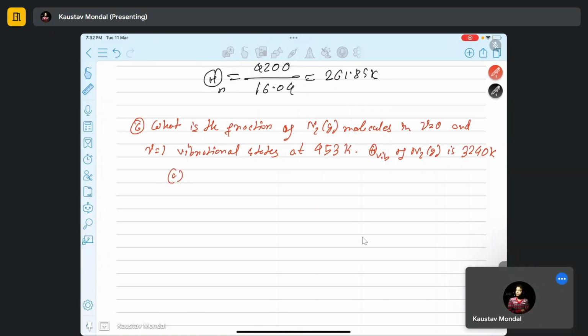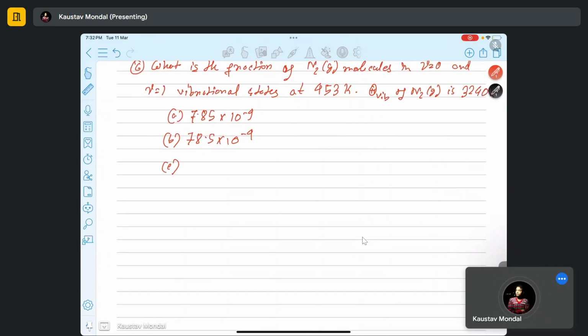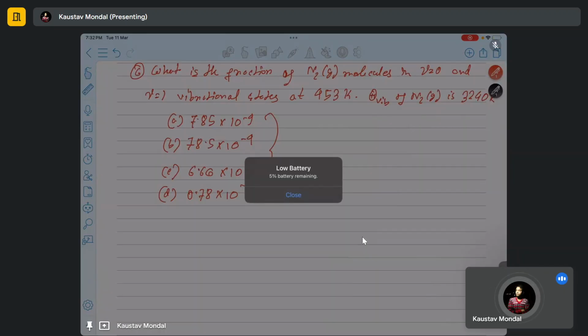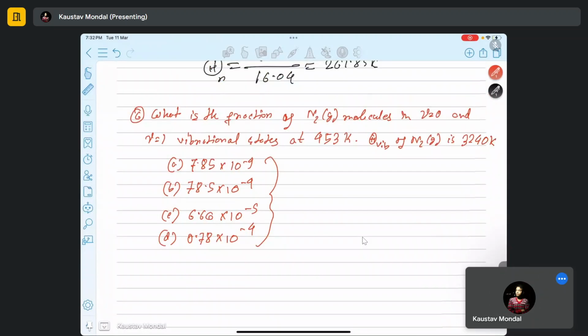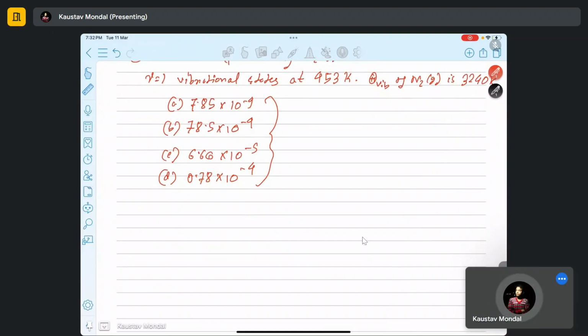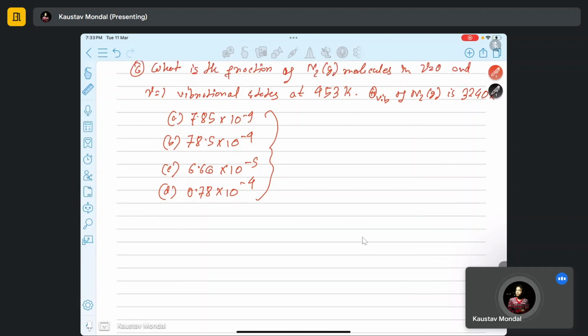Option A is 7.85 times 10 to the minus 4. Option B is 78.5 times 10 to the minus 4. Option C is 6.66 times 10 to the minus 5, and option D is 0.78 times 10 to the minus 4. These are the four options given. So from here you have to calculate the fraction of N2. Here you have to use the same concept, like what we have done earlier. Now here also, let's suppose that two energy states are there.